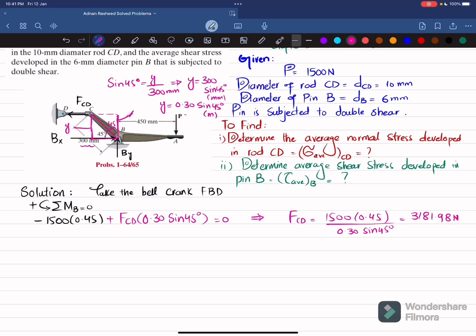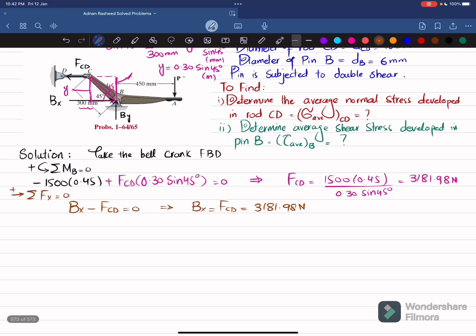Now we'll find Bx and By using another equation of equilibrium: the sum of all forces along the x direction must be equal to 0, and force in this direction is taken as positive. Now you can see that we have one force, Bx, in this direction, which is positive, and FCD is in the opposite direction. Their sum must be equal to 0. So I can write Bx minus FCD is equal to 0. So Bx should be equal to FCD for equilibrium, and FCD is 3181.98 Newton.